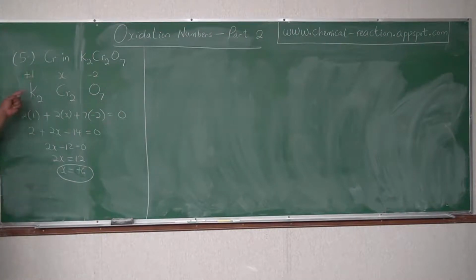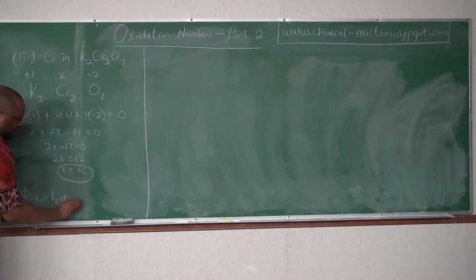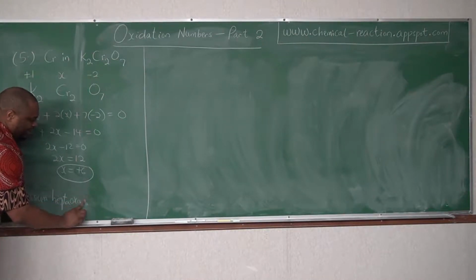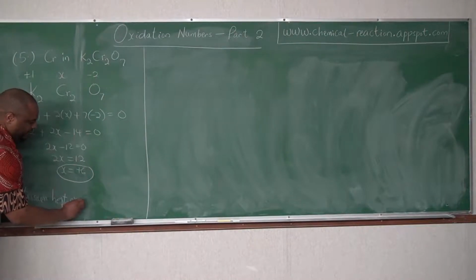So if we were to name this using IUPAC nomenclature, this will be potassium heptaoxodichromate(6). Potassium heptaoxodichromate(6).